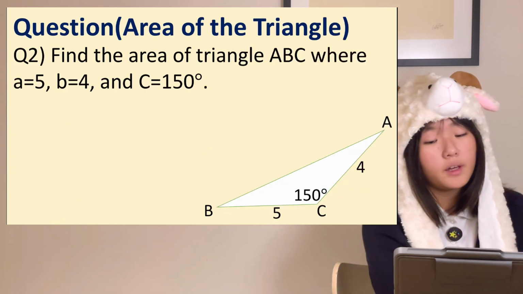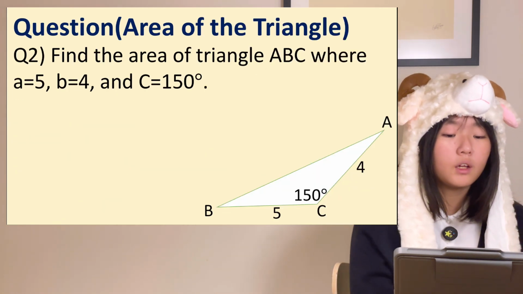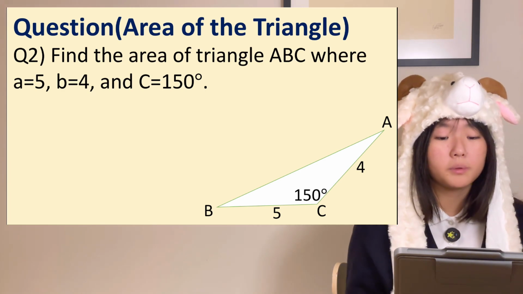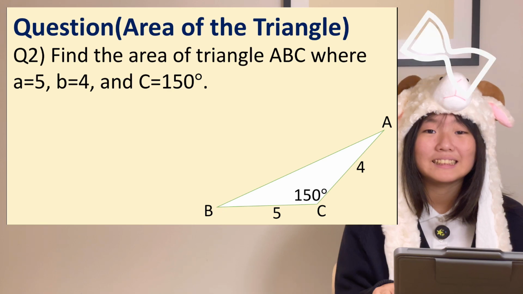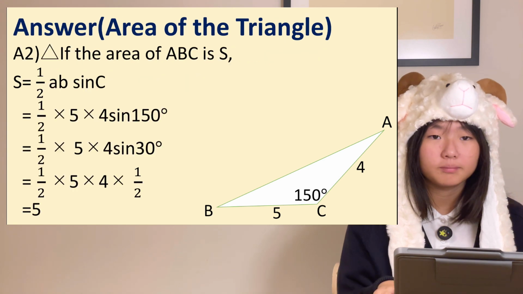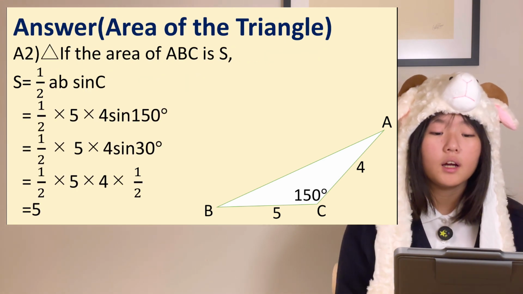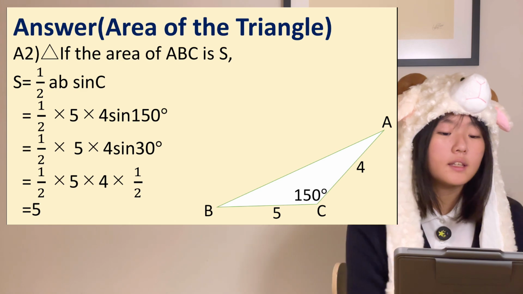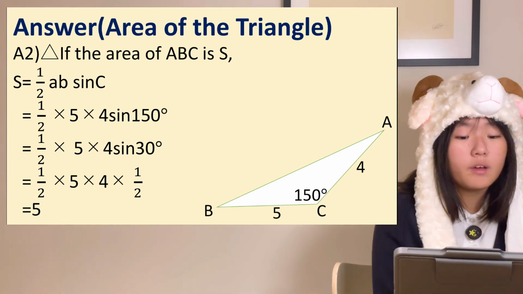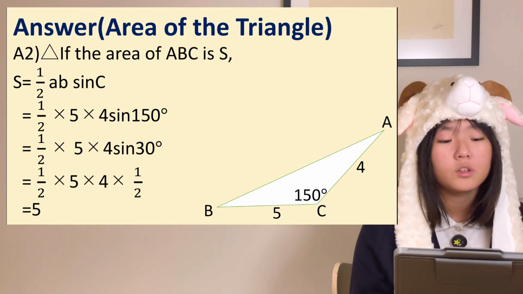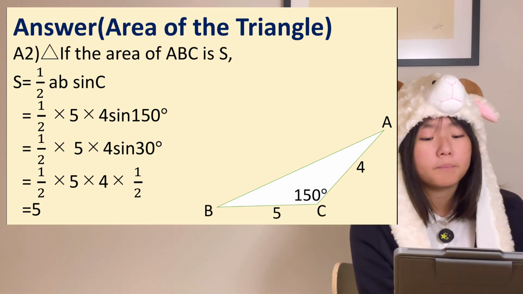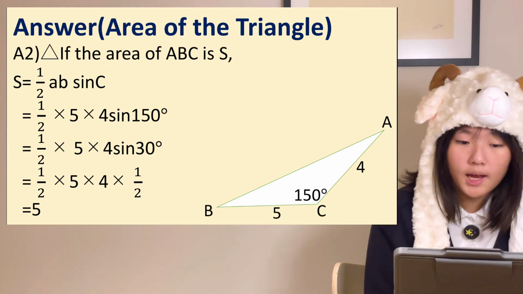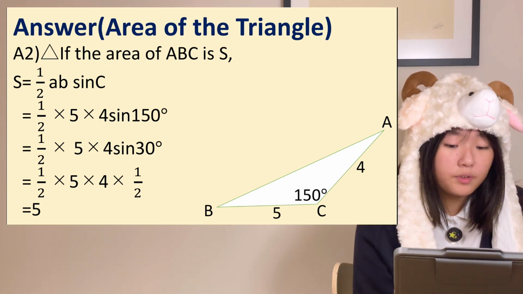Number 2, find the area of the triangle ABC where a equals 5, b equals 4, and uppercase C equals 150 degrees. If the area of ABC is S, then S equals 1 over 2 times a times b times sine uppercase C. So when you substitute the values you already know, then S would equal 1 over 2 times 5 times 4 times sine 150 degrees.